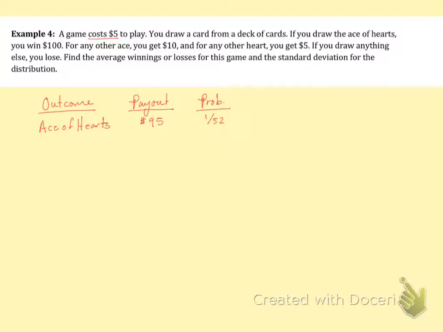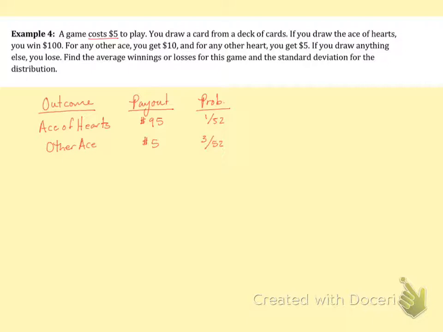So the next outcome is that we have some other ace. Well, there are 4 aces in the deck, but the first outcome dealt with the ace of hearts, so there are only 3 aces left. So I'm going to jump to the probability. The probability of drawing some other ace would be 3 out of 52. We'd win $10, but remember that we spent $5 to play the game, which means we'd walk away with $5.